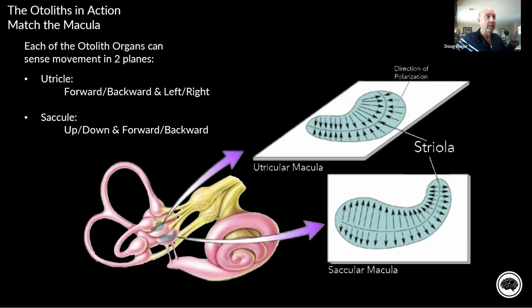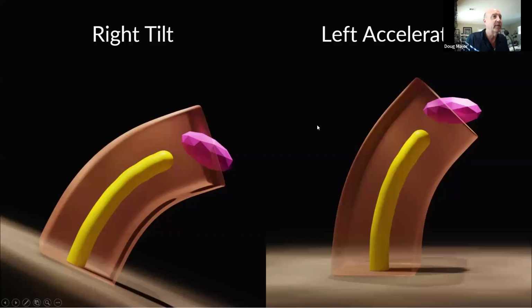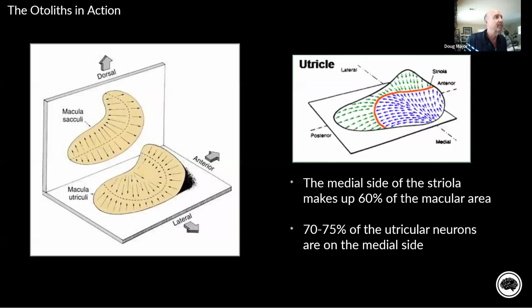The utricles, again, do the side to side, and the saccule up and down, and they both go forward and back. You have to think of those rocks as always pushing down, always causing stimulation, upregulation, and a right tilt. So again, a right tilt is the same as left acceleration. These things have to be ferreted out as we work against gravity.